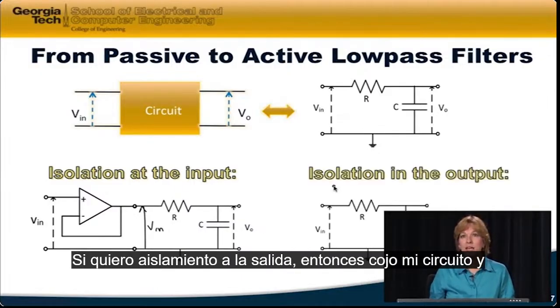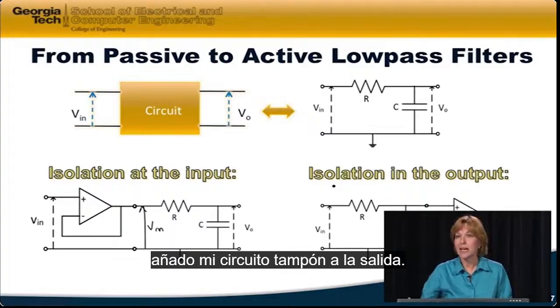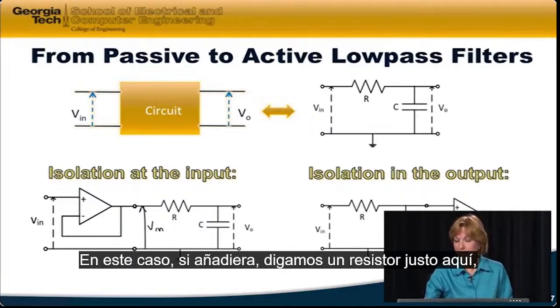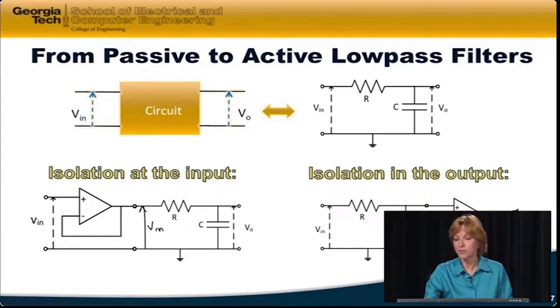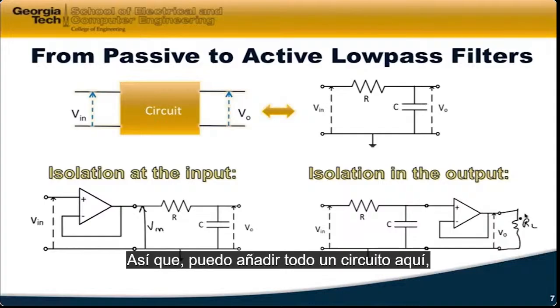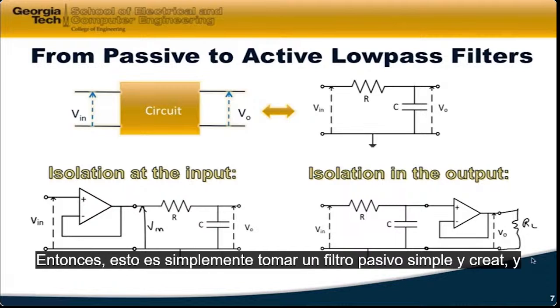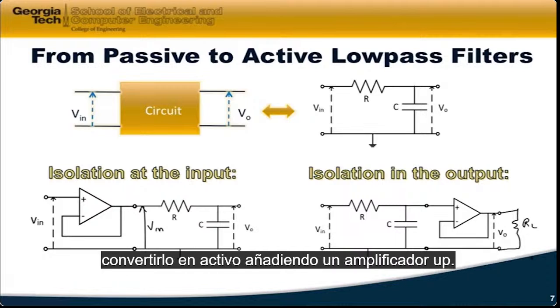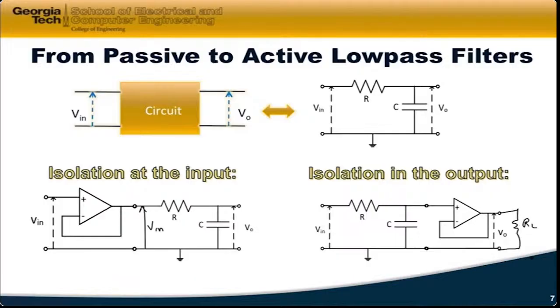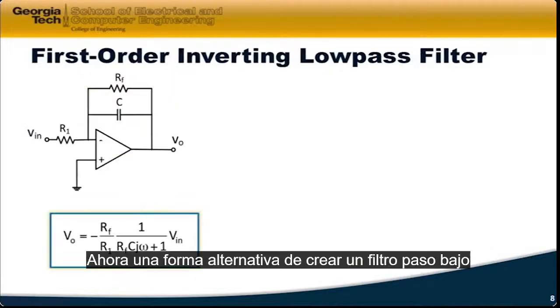If I want isolation at the output, then I take my circuit and I add my buffer circuit at the output. In this case, if I were to add, say, a resistor right here, I'm not going to change V out. So I can add a whole circuit on here, cascade something else to it, and I won't be changing V out. So this is just taking a simple passive filter and making it into active by adding an op-amp. Now, an alternate way of creating a low-pass filter is to put the filter in.